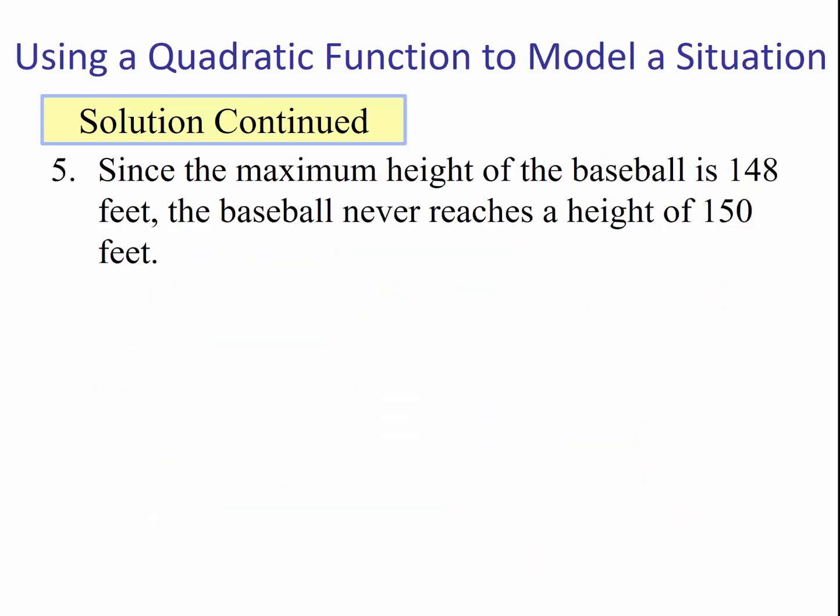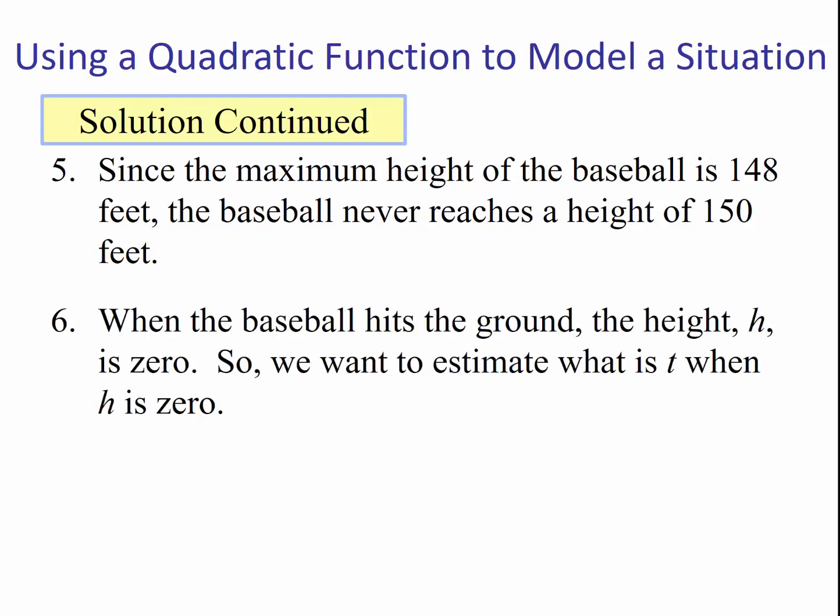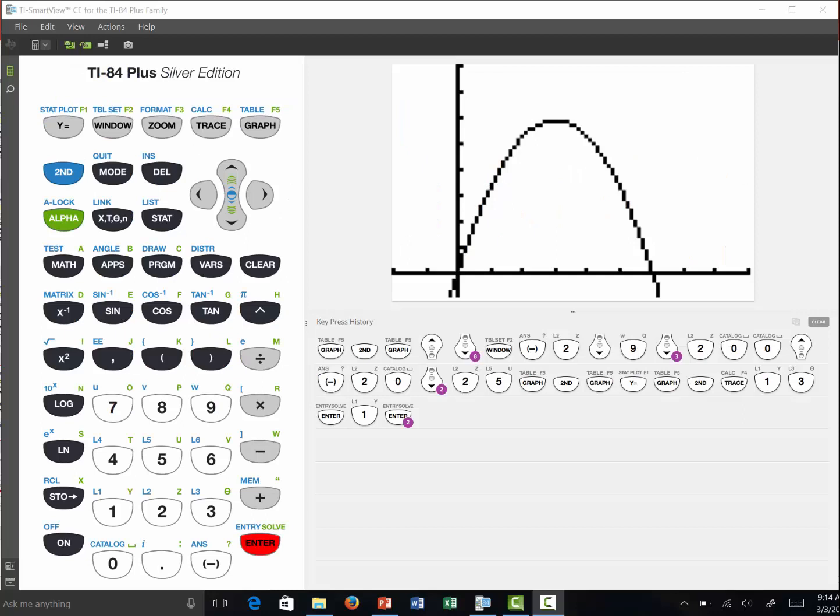Number 5. Since the maximum height of the baseball is 148 feet, and we know this because a is negative, it's a maximum at the vertex, and the vertex was 148 feet. The baseball does not reach a height of 150 feet. It can't go higher than the maximum. Number 6. When the baseball hits the ground, the height, h, is 0. So we want to estimate t when h is 0. Or in other words, we want to find the t-intercepts. So we want to compute when h is equal to 0.